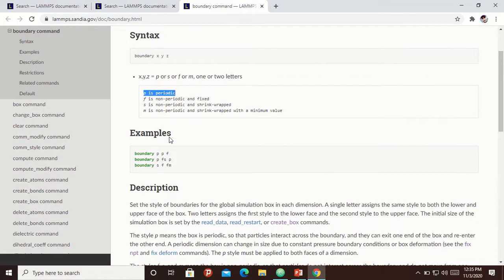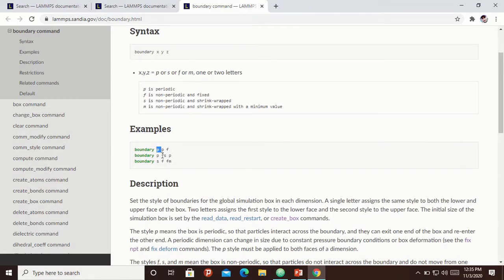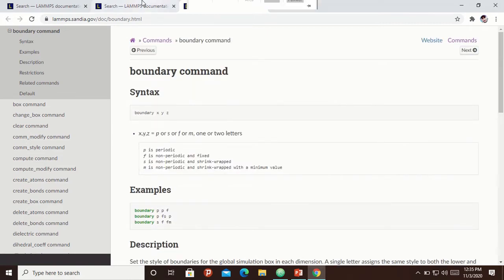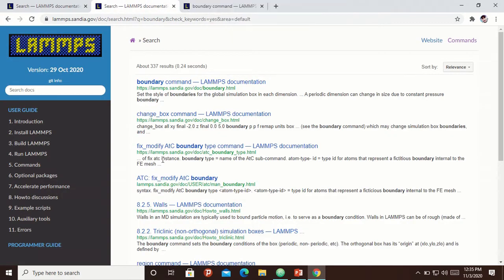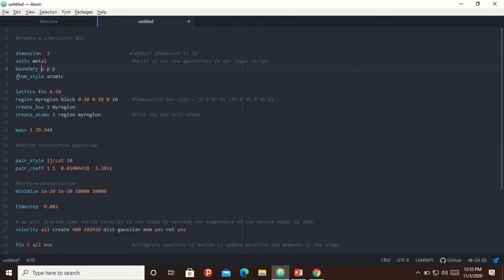You can also use other kinds of boundary conditions. It is given here like ppf, pfsp. So whatever your simulation box and input script demand, on that basis you can choose it here. Now I will move to the next.